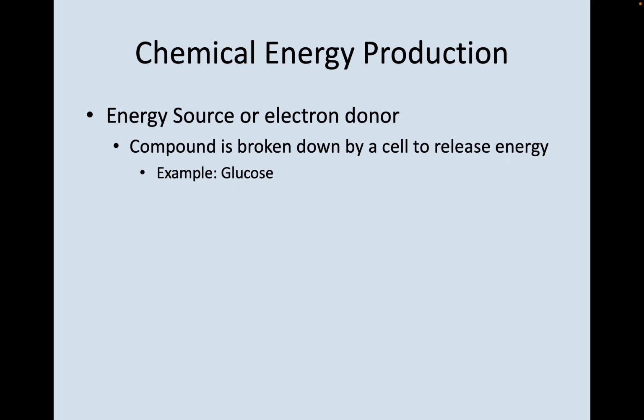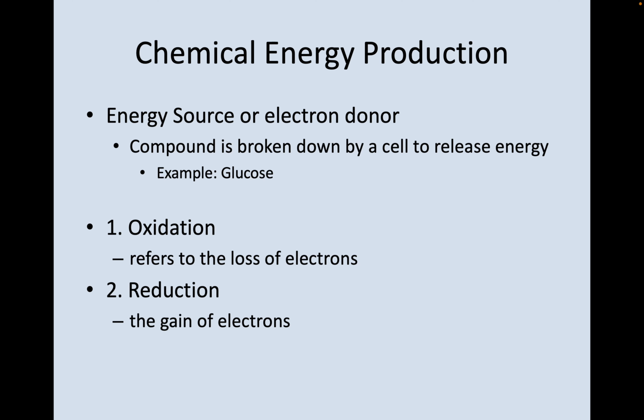All right, chemical energy production. So an energy source or an electron donor. A compound is broken down by a cell to release energy. That compound could be some kind of food molecule. So for this example, we'll use glucose. So glucose is the energy source. The first step is oxidation. Oxidation is the loss of electrons. Another process that happens here is reduction, the gain of electrons.